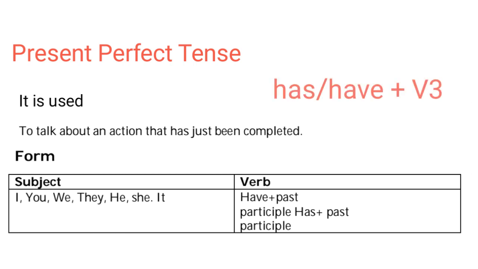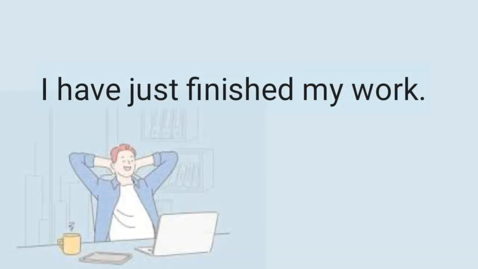Its verb form is subject plus has or have plus past participle. That means the V3 form of the verb. Has or have plus past participle. We can look at the usage. It is used to talk about an action that has just been completed. Look at this example. I have just finished my work. Action which has just been completed.